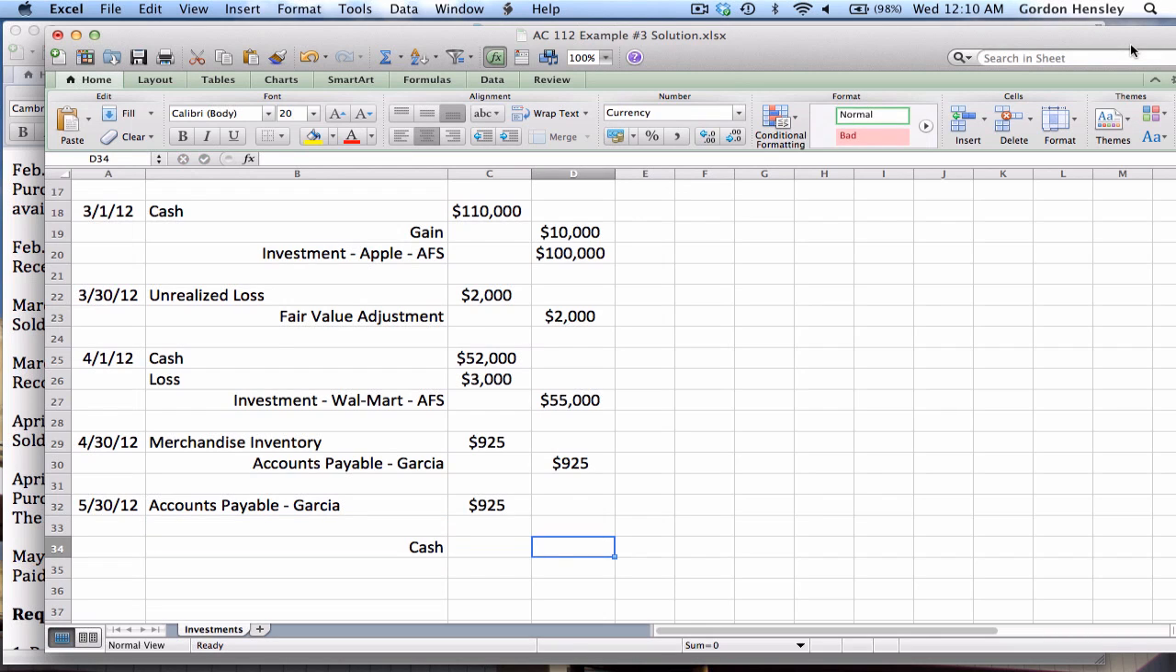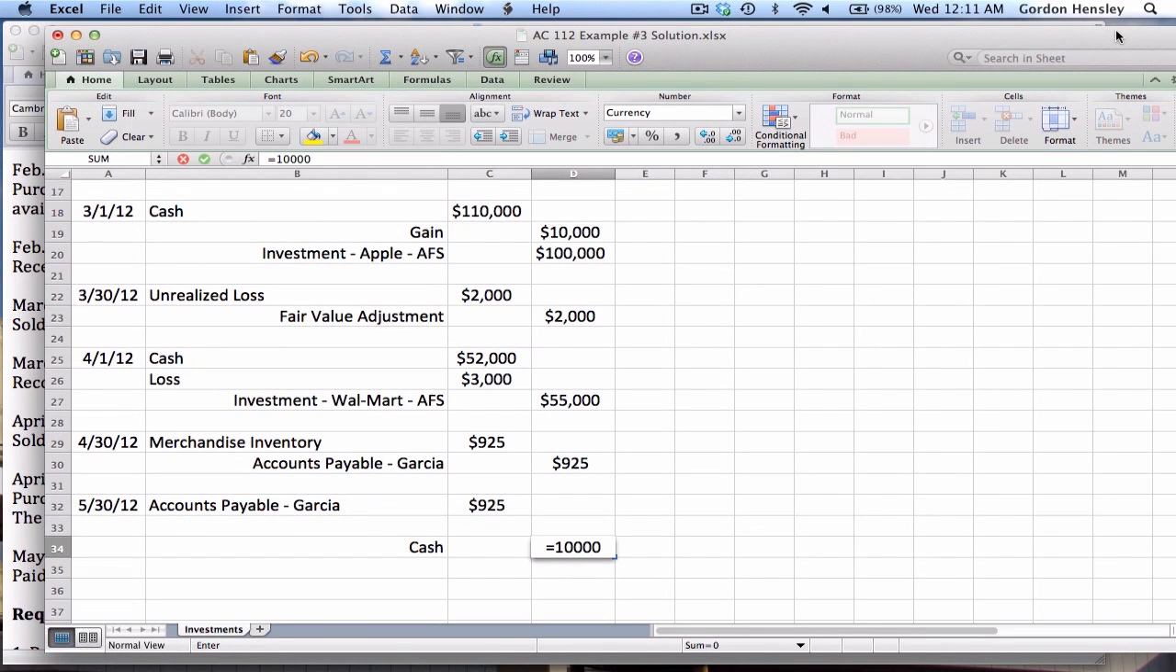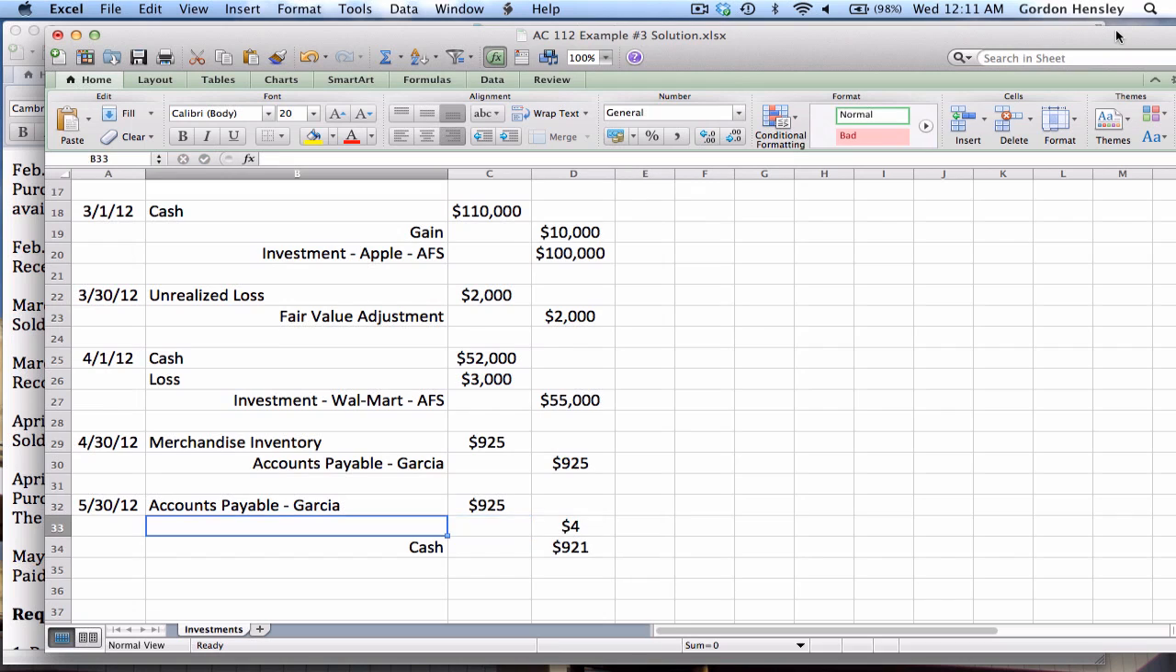Now when I pay for this, I might pay a little more than that. I might pay a little less. It depends on how the rate has fluctuated. So now the rate is 0.0921. So 10,000 pesos times 0.0921, that's 921. So that's the difference of 4. And that difference is on the credit side. Credit side means it's a gain. So that means it's a foreign exchange gain of $4. So that will resolve that particular transaction on May the 30th, and that also completes the example on investments.